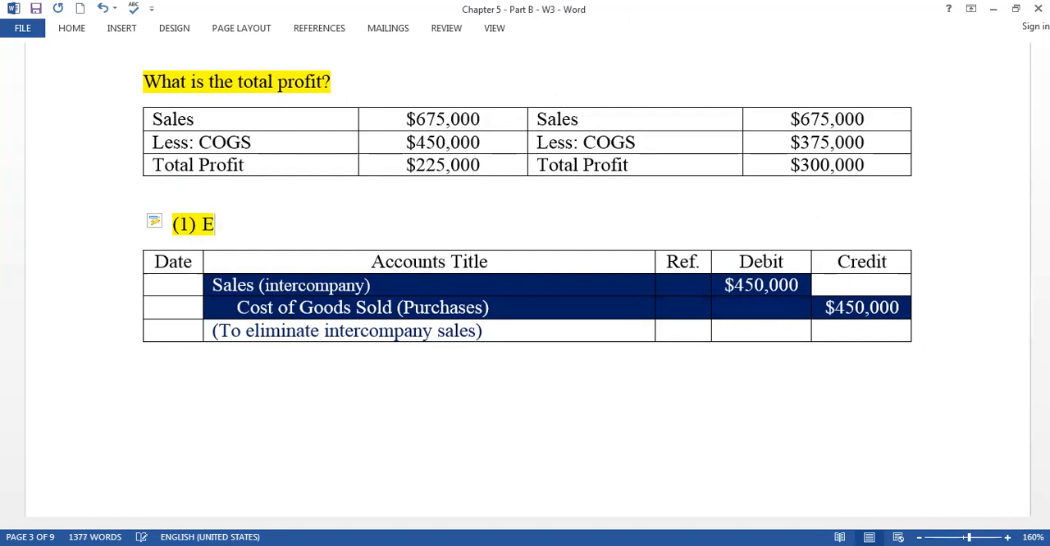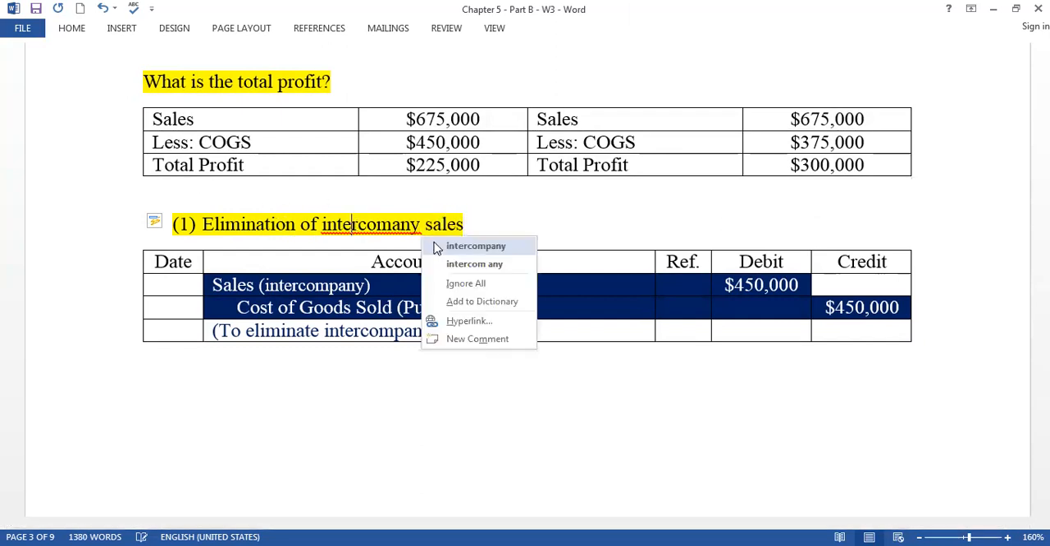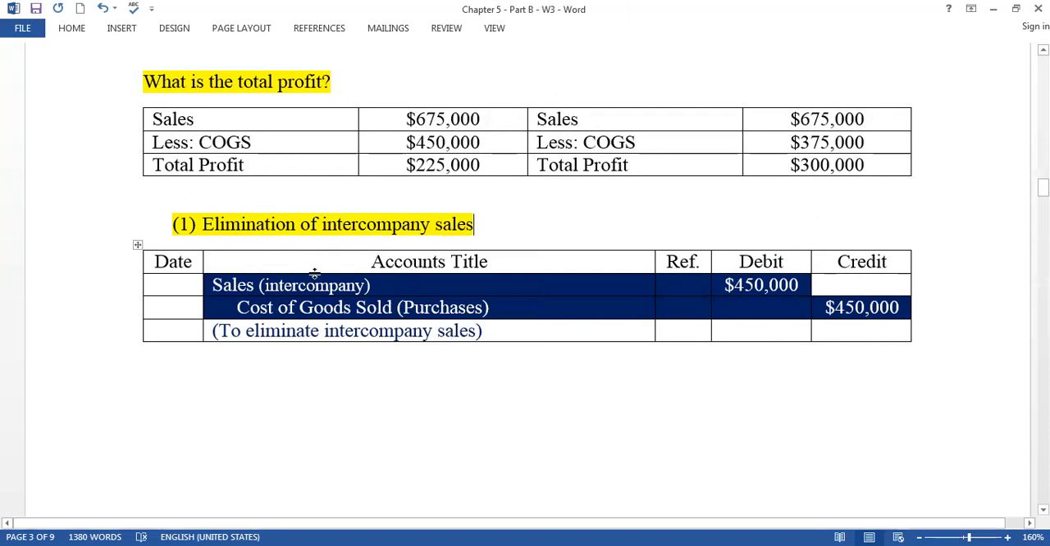This is the first journal entry. That means elimination of intercompany sales. Eliminations of intercompany sales. Okay, to eliminate intercompany sales.